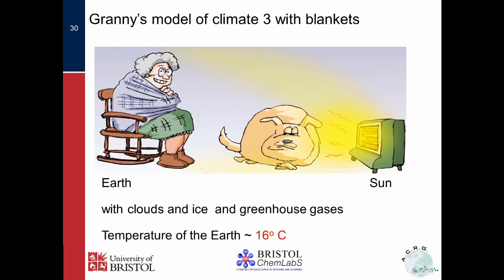If we now look at our Granny model, we have the three components. We have the heat, the sun; we have the clouds and ice, which is the animal or small child; but we also have the blankets, which are the greenhouse gases. And let's be clear, without greenhouse gases, life on the surface of the Earth would be very, very different. We need the greenhouse gases to be there, and if you add all of those components up and do a little calculation, you end up with an average surface temperature of 16 degrees. So greenhouse gases are actually very, very important. But what happens if you start to increase the level of greenhouse gases in the atmosphere?